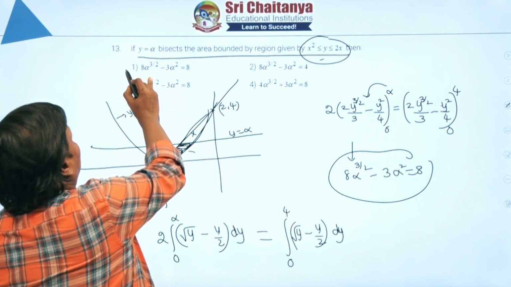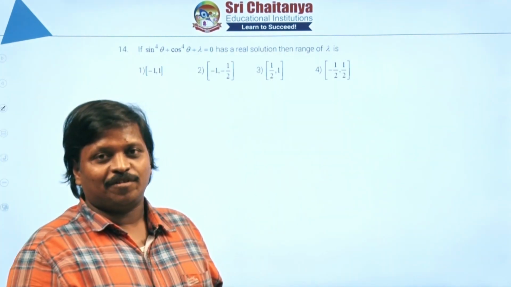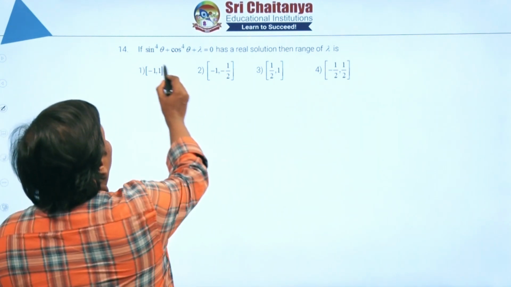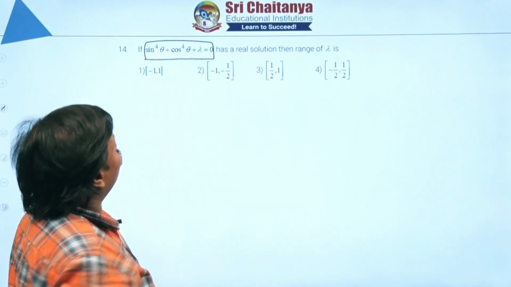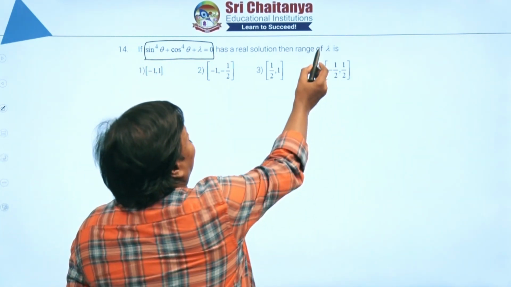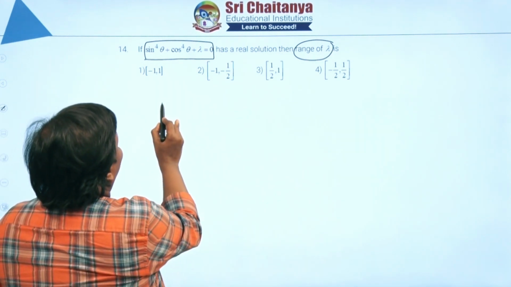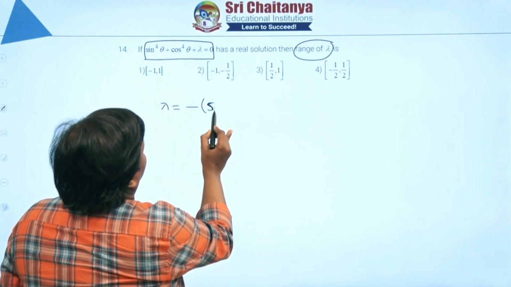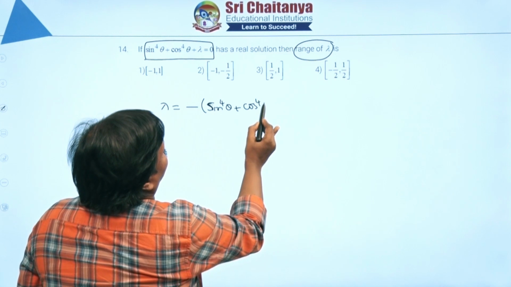So the answer will be first option for 13th question. Question number 14. This question came from basic trigonometry. If sin power 4 theta plus cos power 4 theta plus lambda equals 0, he is asking the range of lambda. So I can write the value of lambda as lambda equals minus of sin power 4 theta plus cos power 4 theta.